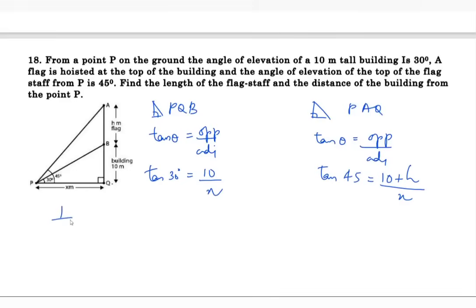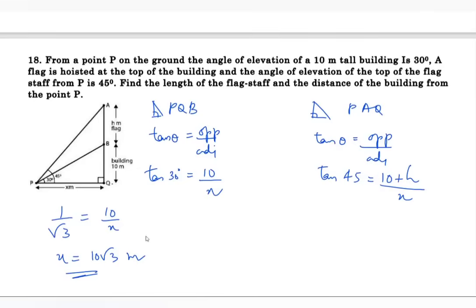Now what is tan 30? It is 1 by root 3 equals 10 by x. What is the value of x? Cross multiply, we get 10 root 3. We get the x value as 10 root 3 meters. That is the distance between the point and the building.